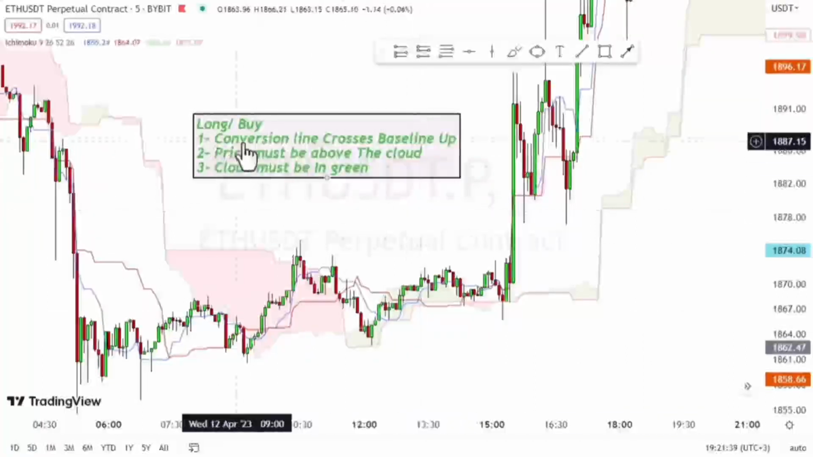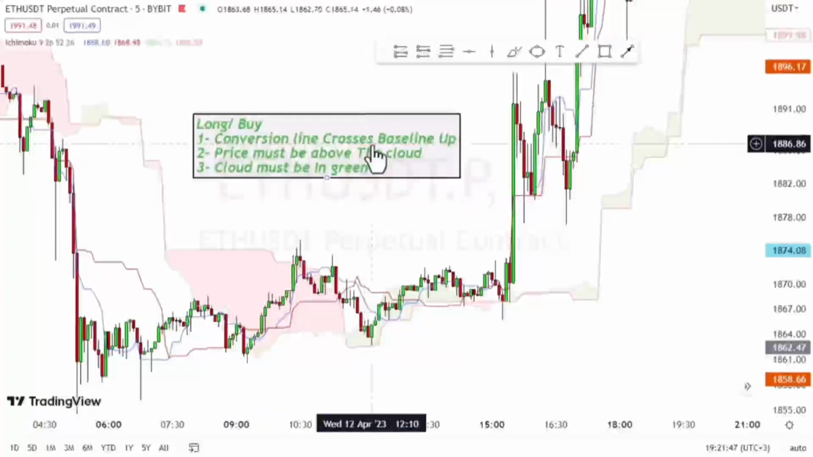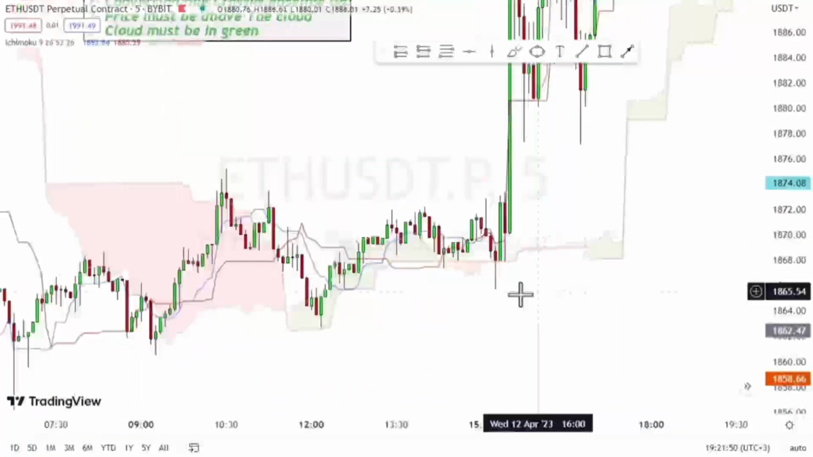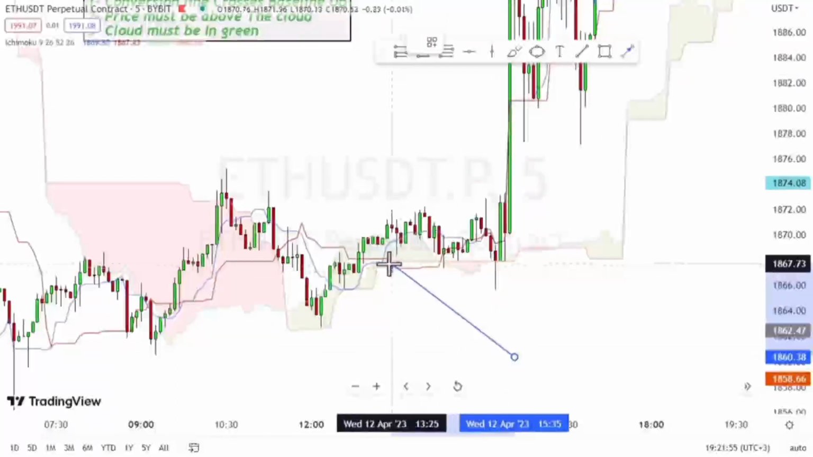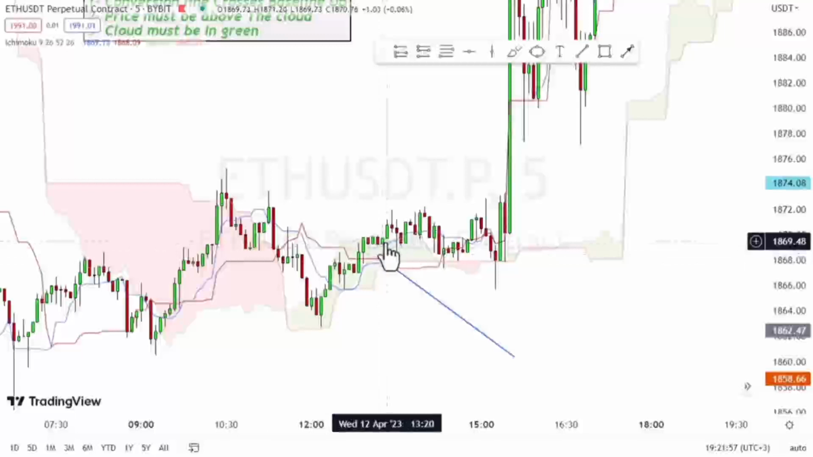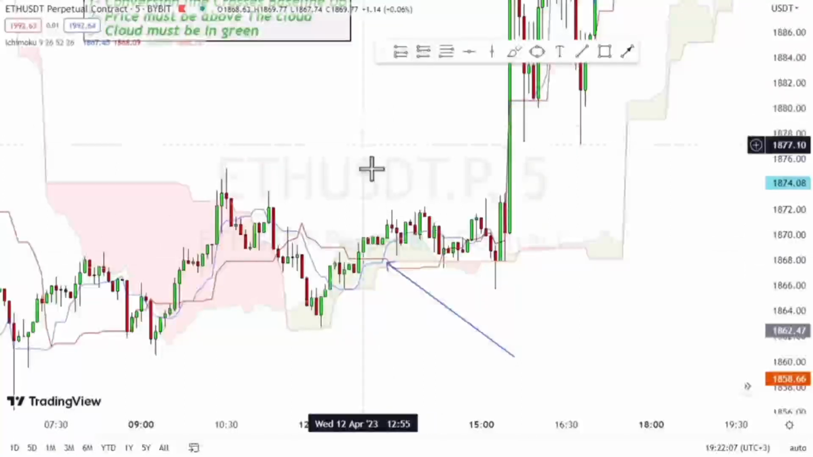So the first rule, conversion line must cross the baseline up. We take a look at here. We had a cross at this certain level here. Let me mark it so you can see it easily. This one here. So the candle of the cross was still inside the cloud. So we are not allowed to take a trade. We have to wait. We have to check the other two rules.